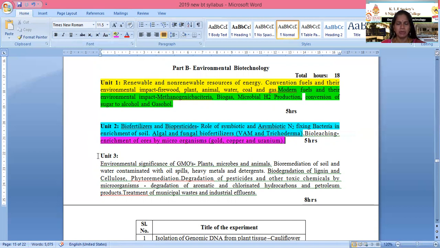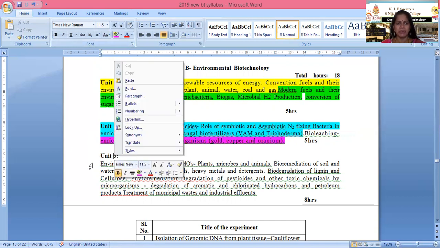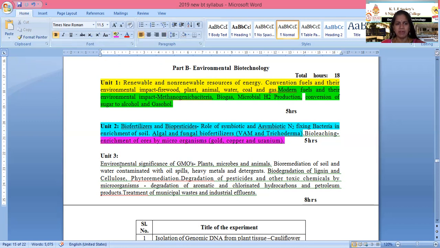Now let us go through unit 3. Here in unit 3 you are going to study environmental significance of GMOs, whose full form is genetically modified organisms. Here you are going to study plants, microbes and animals. Then bioremediation. Usually in the exam for 5 marks, 10 marks, and even during viva, you may get this question, for 10 marks or even 2 marks or 1 mark. Bioremediation of soil and water contaminated with oil spills, heavy metals and detergents you are going to study here.